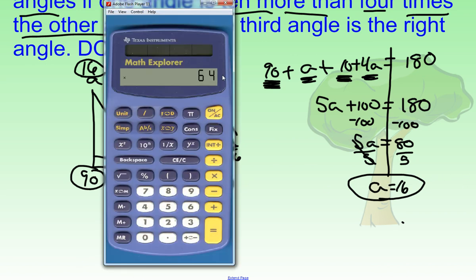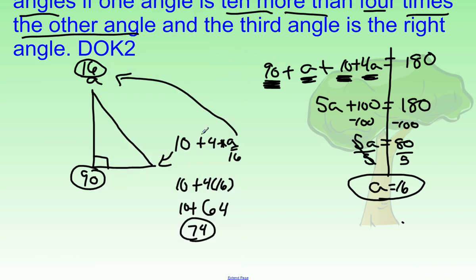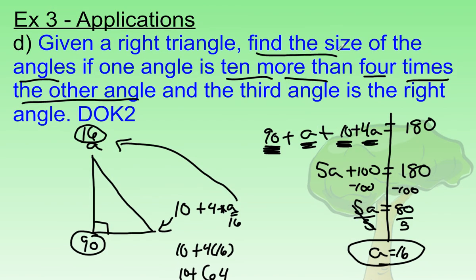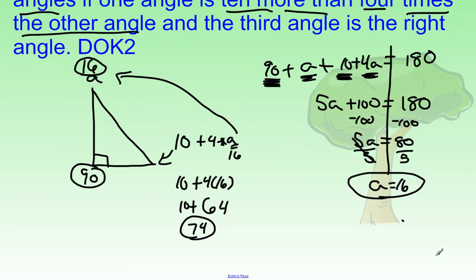And just because I want to make sure I'm correct, if I take 90 plus 16 plus 74, I should get, look at that, 180 degrees. So I found all 3 angles of that triangle. And that's what I want us to do. Find the size of the angles of this triangle.